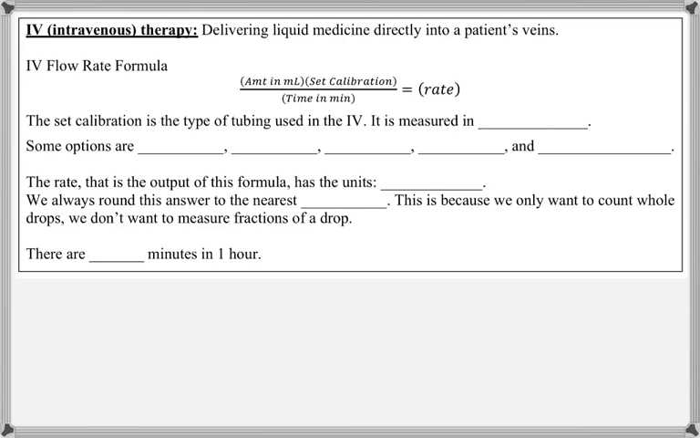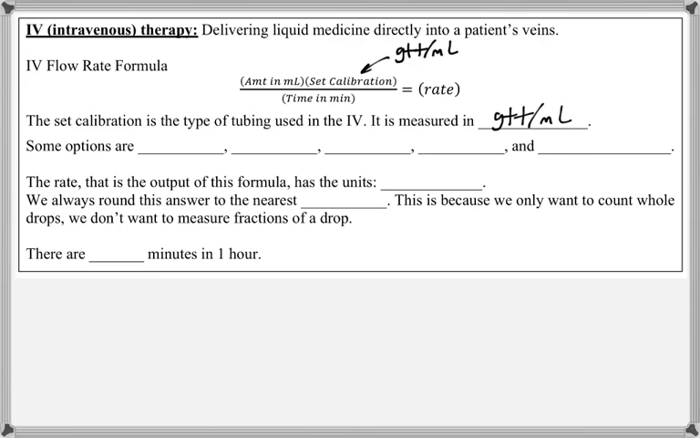So the set calibration is the type of tubing that's used in the IV, and it is measured in GTT per ml. And if you remember, GTT is our abbreviation for drops.